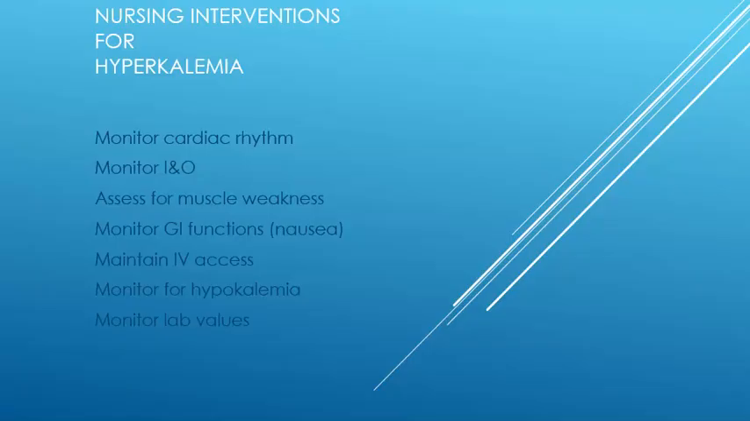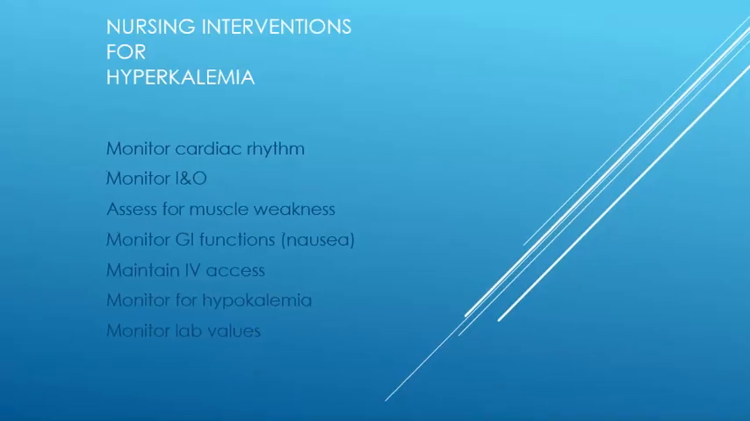You can give IV insulin and glucose, which lowers potassium by causing that shift into the intracellular space. To permit the movement of potassium from the extracellular fluid to intracellular fluid, you may get an order to administer fluids with dextrose or even regular insulin. You may also get an order for the administration of bicarb, which we know that your sodium bicarb reverses acidosis.